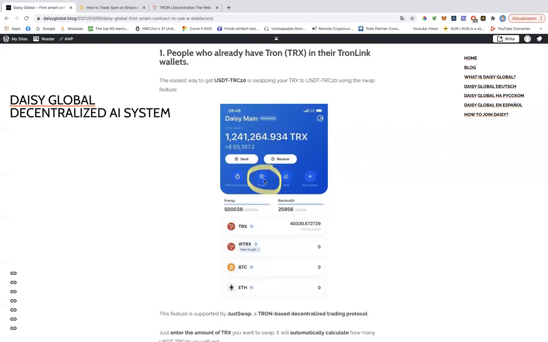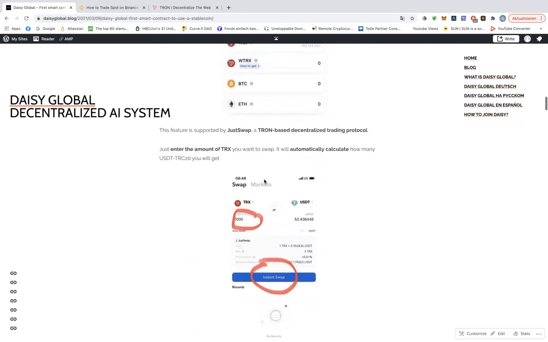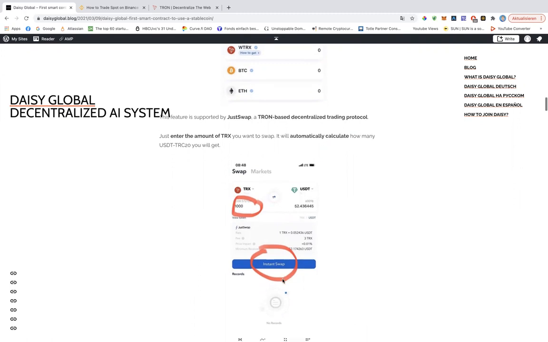Okay, just click swap and that will take you to Just Swap, which is a third party service, which is a Tron based decentralized trading protocol, and that will facilitate your exchange. Just enter the amount of Tron you want to convert and hit instant swap, okay? It will automatically calculate the USDT amount you will get, and it will also calculate the fee. You see the fee down below, it's a few Tron for this exchange here.